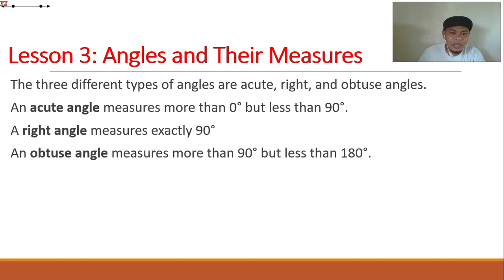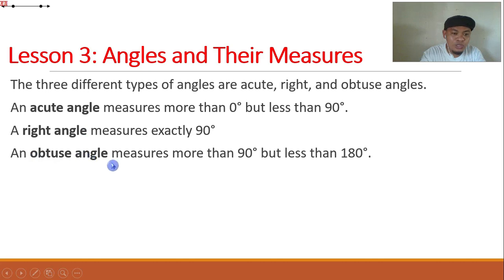Okay, so still in lesson 3, angles and their measures. The three different types of angles are acute, right, and obtuse angles. An acute angle measures more than 0 degrees but less than 90 degrees. So, from 1 degree to 89 degrees, acute angle po siya. Then, a right angle measures exactly 90 degrees. No more, no less. So, kapag 91, hindi na po siya right angle. Kapag 89, hindi na po siya right angle, kasi below 90 degrees, acute angle.